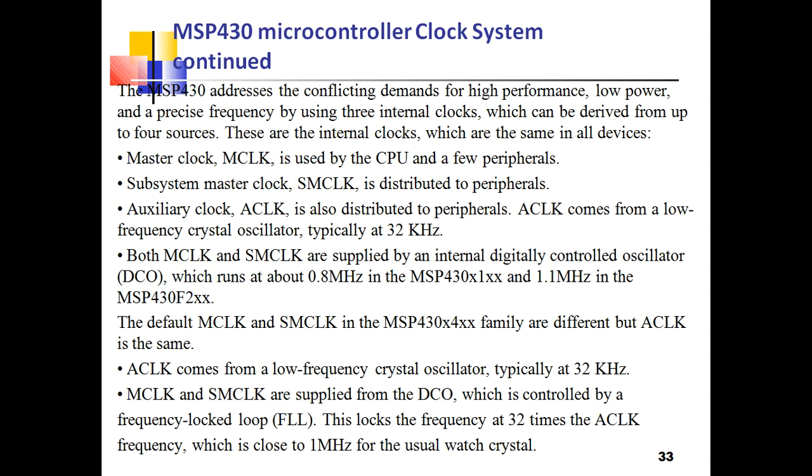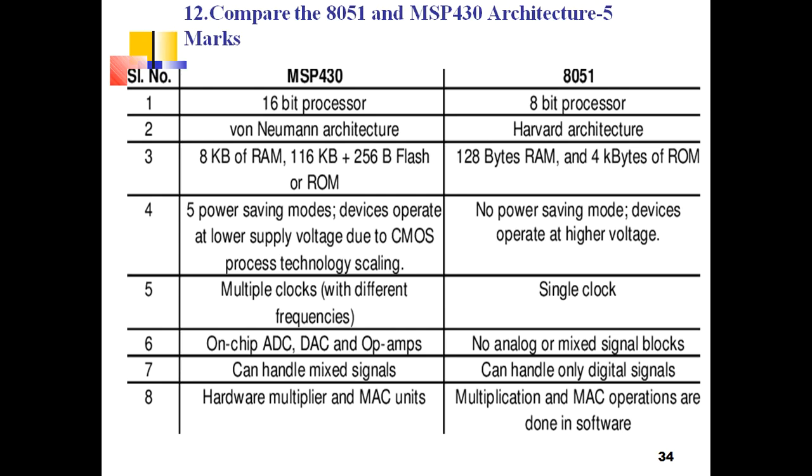And the auxiliary clock comes again from the low frequency crystal oscillator, with a frequency of 32 kilohertz, and the DCO is going to give these two clocks, master clock and sub master clock, which is controlled by a frequency locked loop. This locks the frequency at 32 times the auxiliary clock frequency, which is close to 1 megahertz for the usual watch crystal.